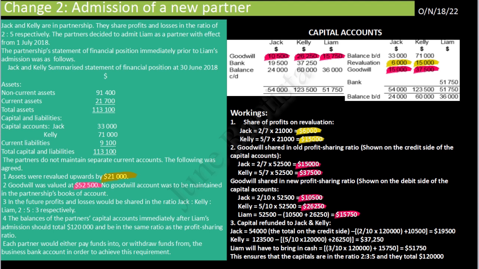Working 3. Capital refunded to Jack and Kelly are as follows. Jack $19,500 and Kelly $37,250. These will appear on the debit side of Jack and Kelly's account. Liam, however, will have to bring in cash of $51,750 in order to ensure that all the capitals are in the ratio of 2:3:5 and that their total is $120,000.